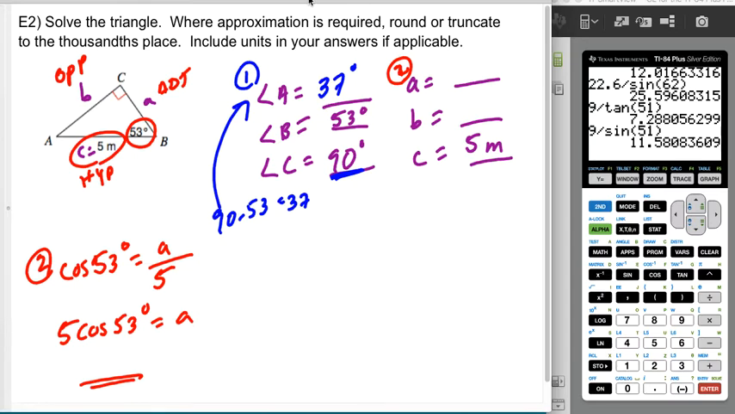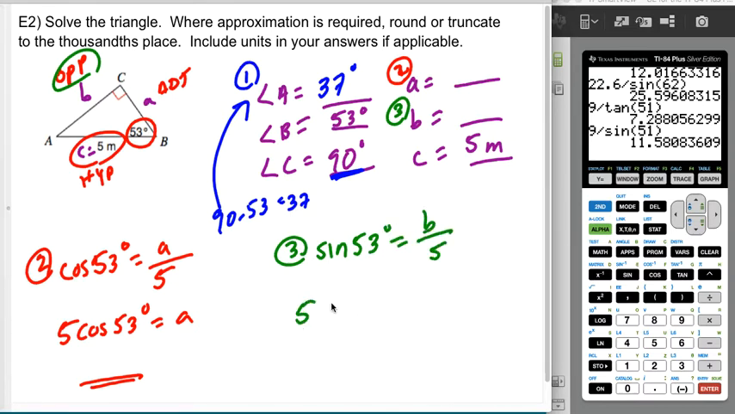And then to find the other one, we'll call it this guy number 3, I would set up that this is the opposite side, right? So sine of 53 degrees is the opposite, b over 5. So I'm just going to type in 5 sine of 53 degrees, and that'll be my b, right? And then I'll find a value for that.